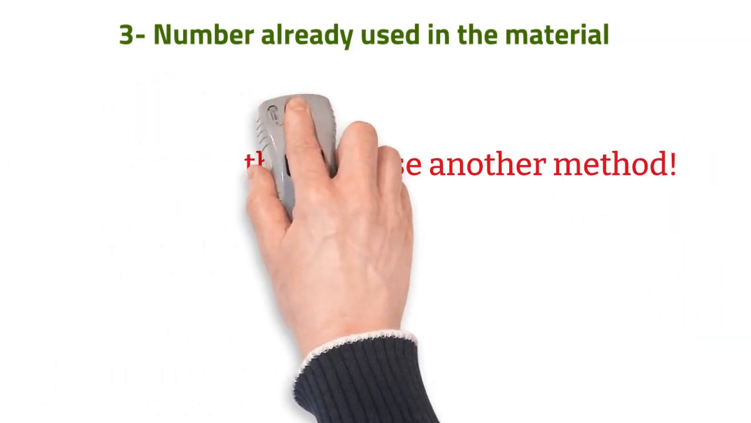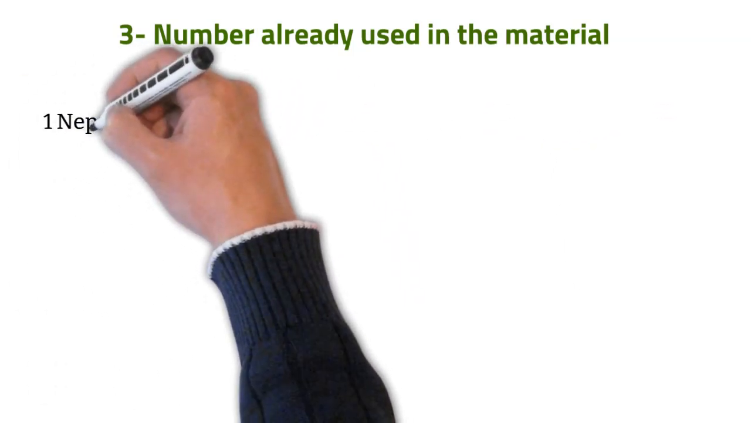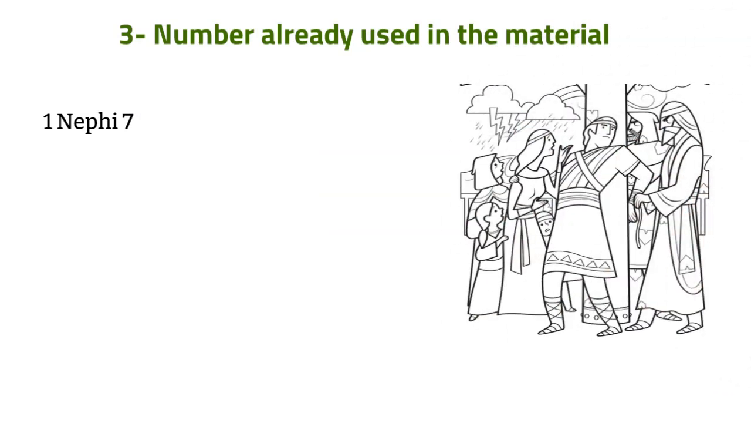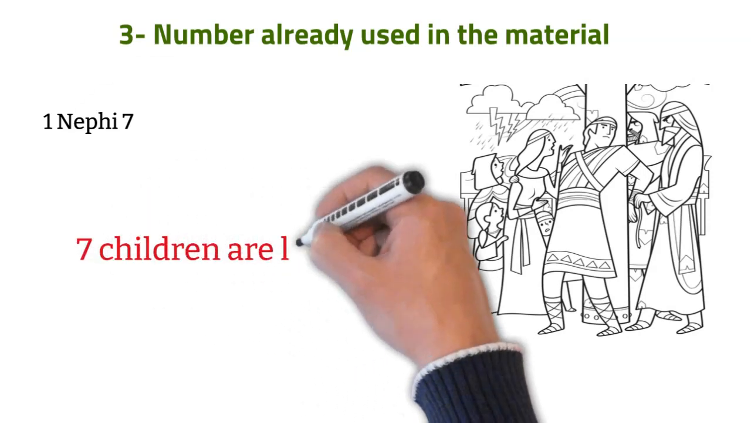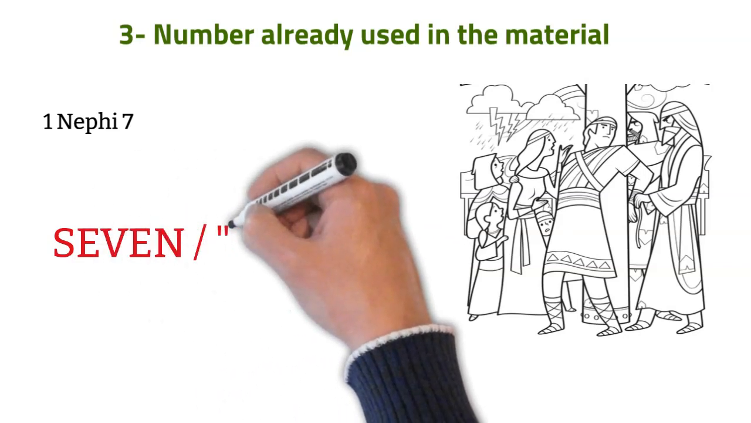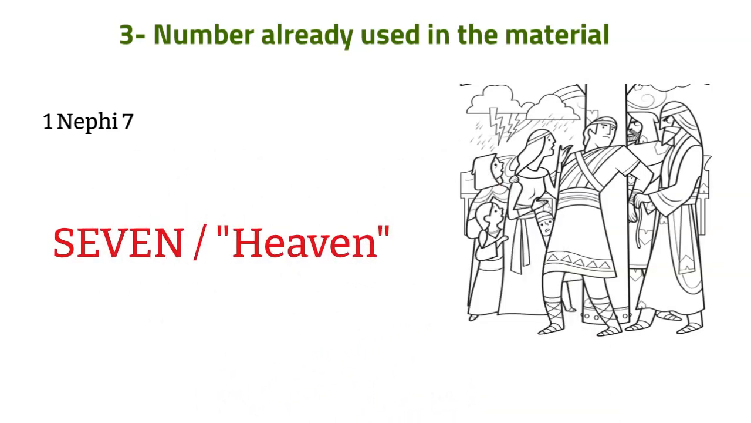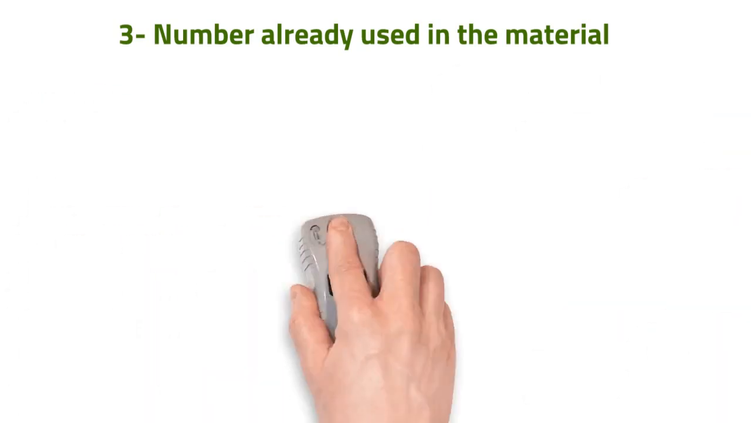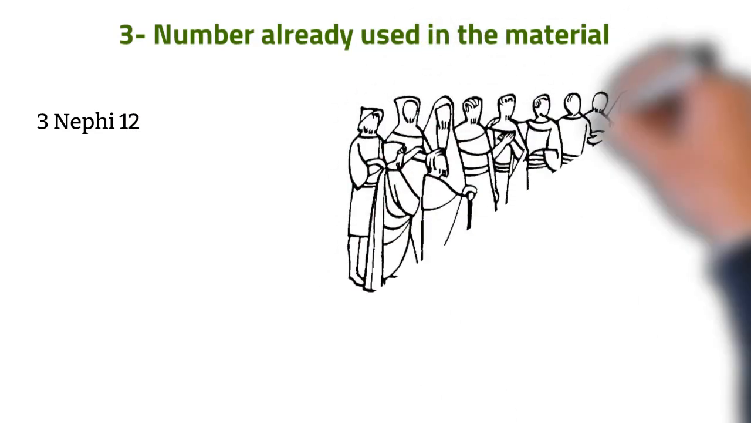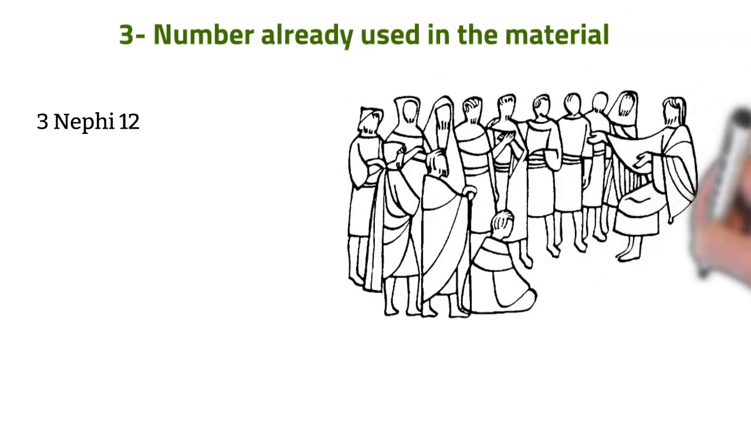For example, in 1 Nephi 7, Lehi sends his sons back to Jerusalem to bring Ishmael and his family down into the wilderness. On the return trip, some rebel, and 7 children of Ishmael are listed. You could also use 7 heaven for this chapter, where each of the sons of Lehi gets a wife. In 3 Nephi 12 is where Christ calls the 12 disciples.